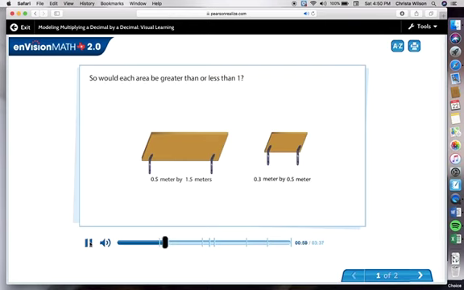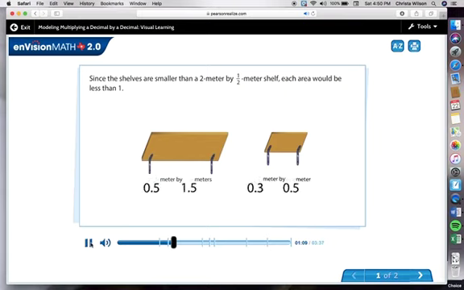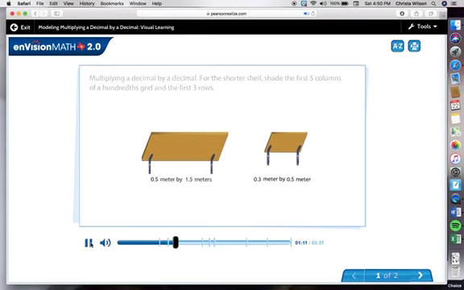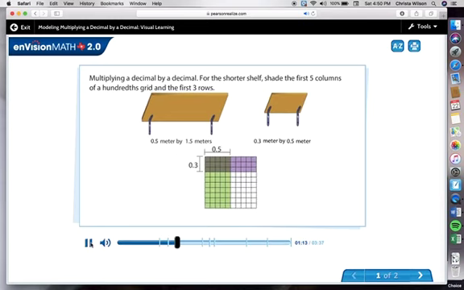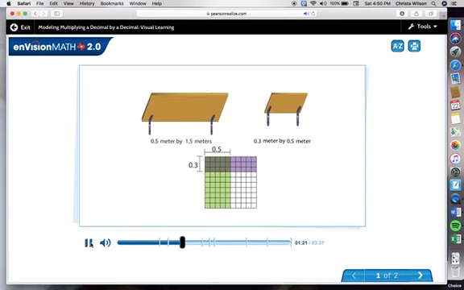So, would each area be greater than or less than 1? Since the shelves are smaller than a 2 meter by 1/2 meter shelf, each area would be less than 1. Multiplying a decimal by a decimal. For the shorter shelf, shade the first 5 columns of a hundredths grid and the first 3 rows.